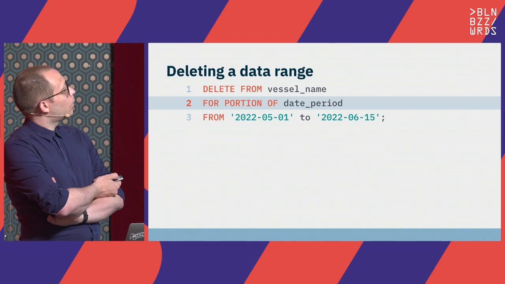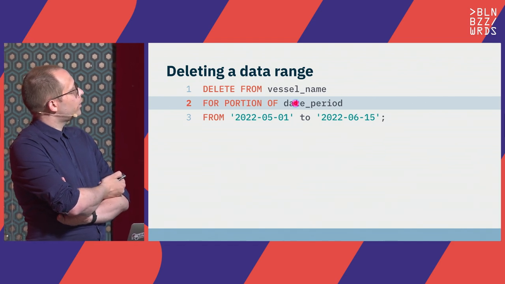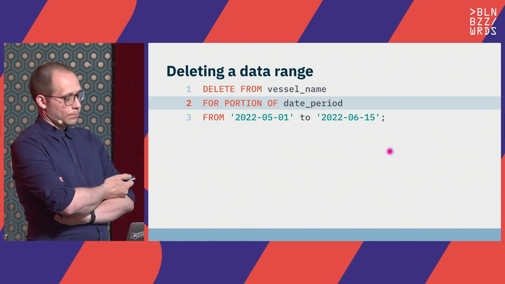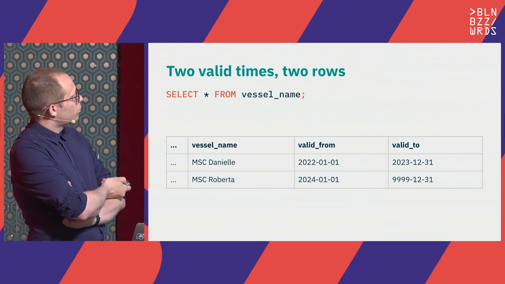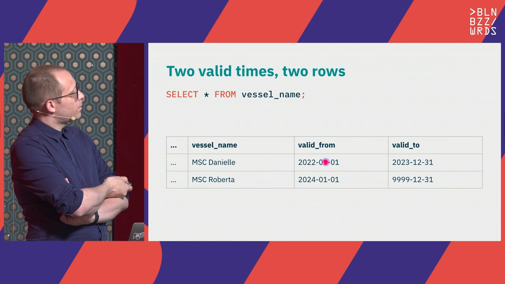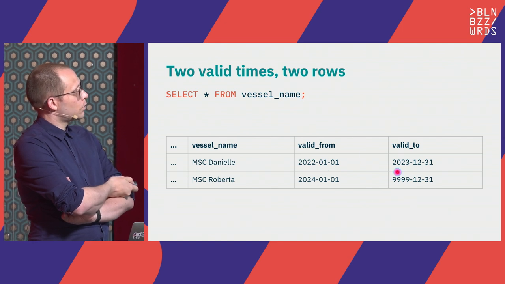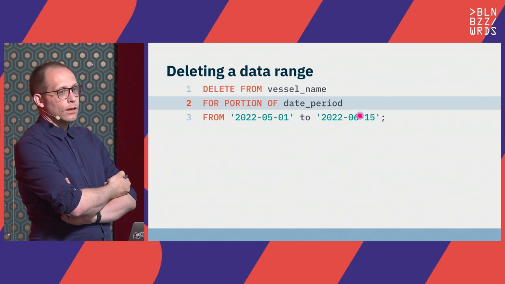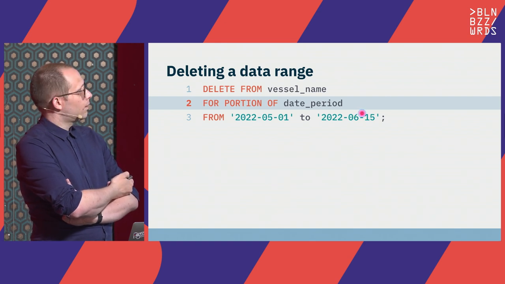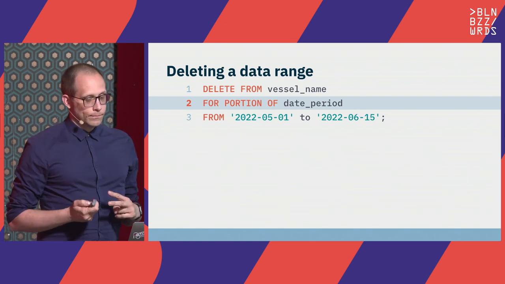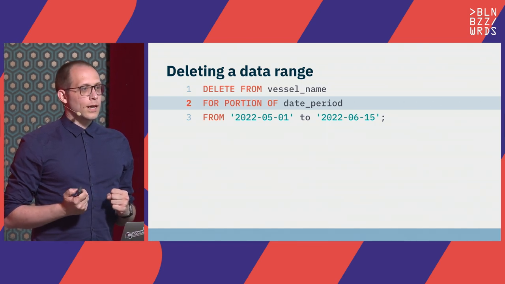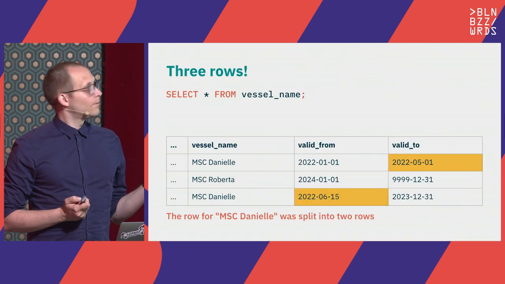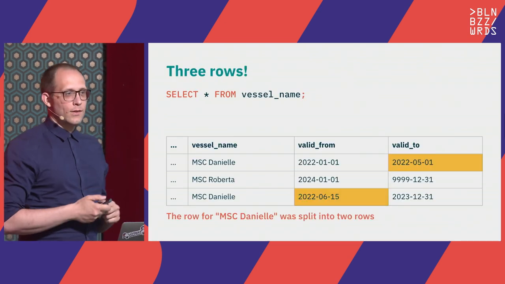So we want to delete all of the information from May 22 to the mid of June 22. Let me skip back to the two rows. This is from the beginning of 2022 to the end of 23. And we want to delete a slice in the middle of that time frame. Before, we had two rows. Do you want to guess how many rows we will have after that deletion? Three. I have seen three fingers.